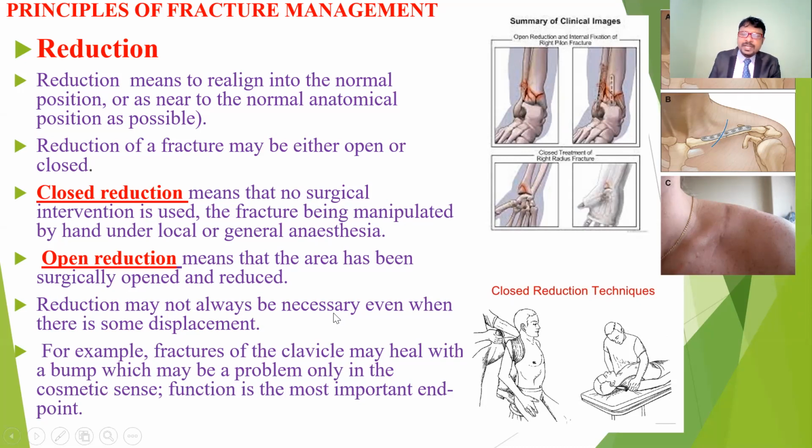This reduction is not always necessary when there is some displacement. Open reduction is not always necessary even if there is displacement. For example, a fracture of the clavicle may heal with a bump, which may be a problem. So in case of clavicle fractures, it is not compulsory to do open reduction. Here we give the application of the bandage, and there is no need to give surgical procedures in case of clavicle fractures. So that is about the open reductions and closed reductions. These are the two types of reductions we apply in the management of the fractures.